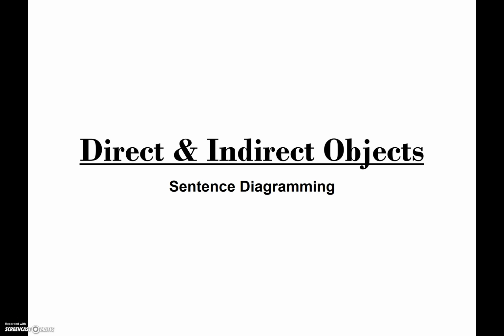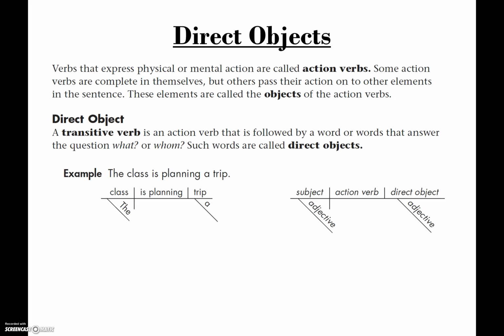Okay, today we're going to look at direct and indirect objects. For direct objects, what really matters is our action verb here. There are many different types of verbs. Action verbs are the ones that express physical or mental action, so things like run, walk, think, those sorts of verbs. Now, some verbs are going to complete the sentence by themselves.